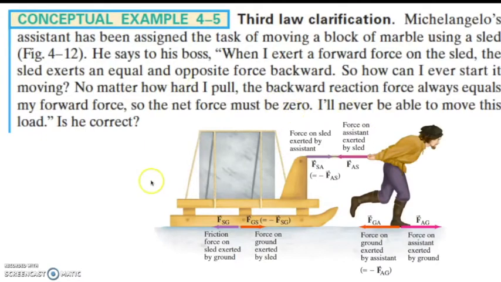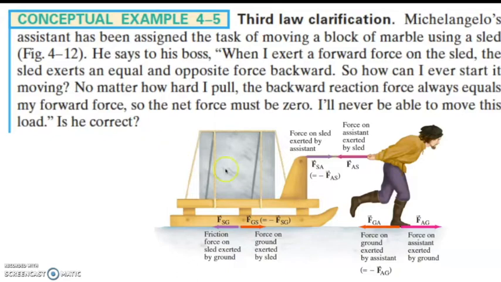Michelangelo's assistant has been assigned the task of moving a heavy block of marble using a sled. And this is what he says to his boss: when I exert a forward force on the sled, it exerts an equal and opposite force backward. So how can I ever start it moving? No matter how hard I pull, the backward reaction force always equals my forward force, so the net force must be zero. I'll never be able to move this load. Is he correct? Well, in a simple sense, yes, he is correct.